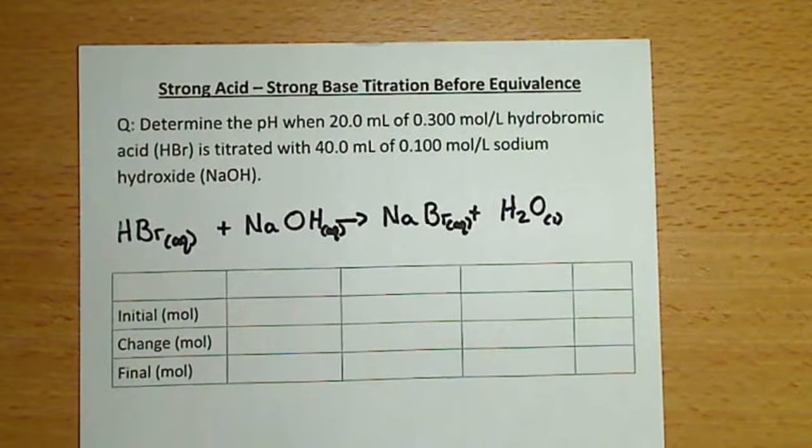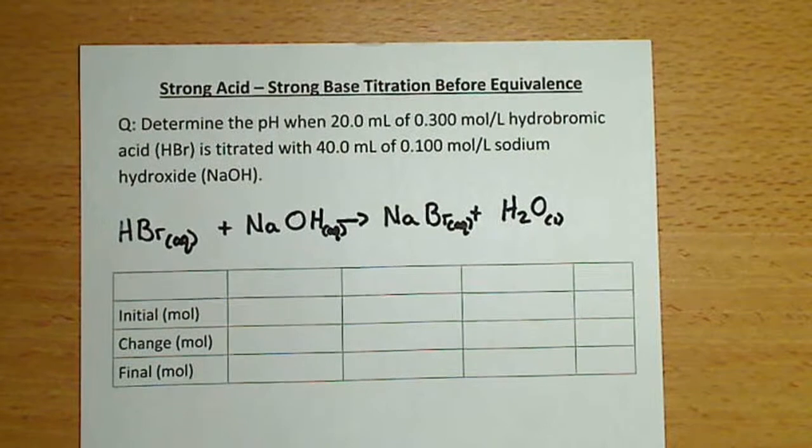Okay, so one of the rules to remember is that strong acids and strong bases will completely ionize in water. Because we're working in solution, we can assume that we are in water and these two reactants will ionize completely. Therefore, we're going to undergo a double displacement reaction and form sodium bromide salt as well as water.